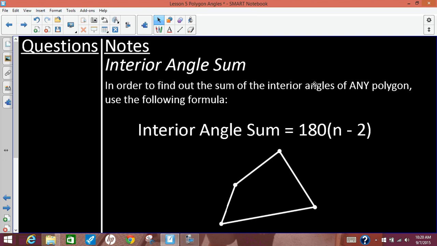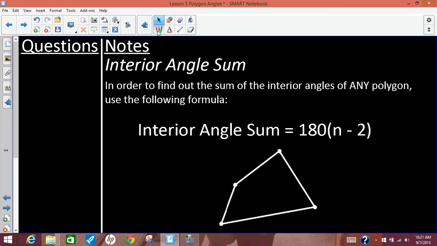So if we're given any polygon, we can find out how many degrees, if we add up all the interior angles, they should add up to. So here I have again my 4-sided polygon. Probably a bit easier if we had a protractor to measure these, but let's say we had a 1,000-sided polygon. We could use this formula right here to figure out how many degrees inside the polygon.